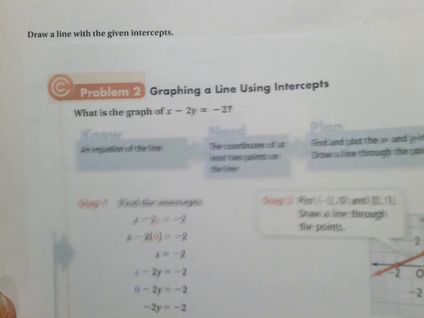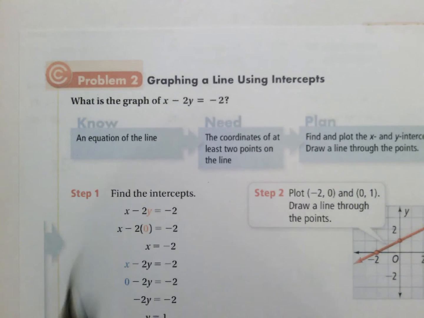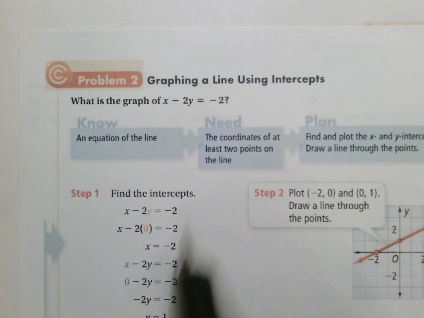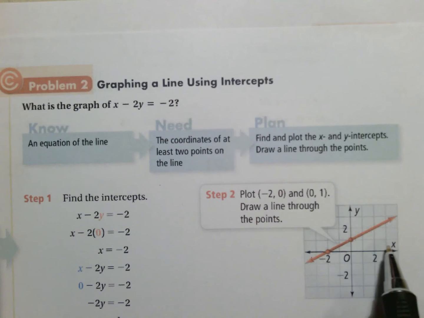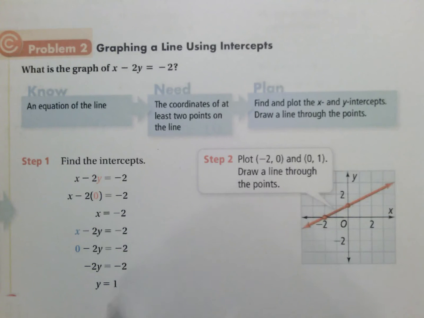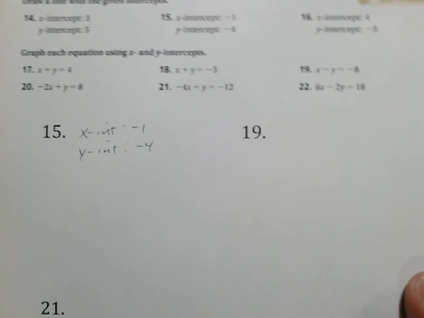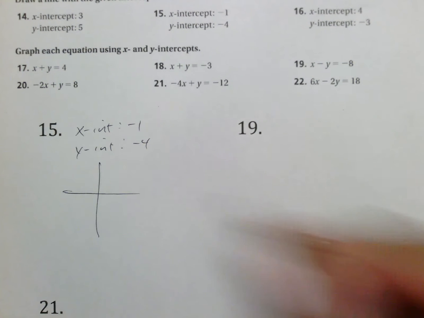Now this here says graphing a line using intercepts, which is problem 2. Looks to me like once they found the x-intercept of -2, they simply went to where x is -2. Remember, this is the x-axis, so that's the x-intercept, and they went back to 2 and put a dot. Once they found the y-intercept to be 1, they went up to where y was 1. So I don't even really have to do anything but make sure I know what the intercepts are. So I'll draw my axis.